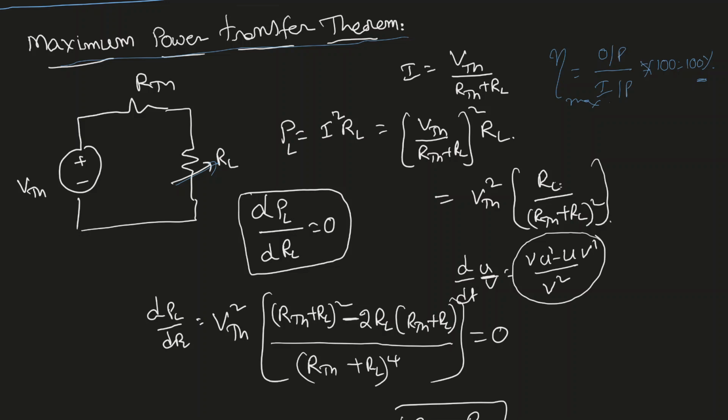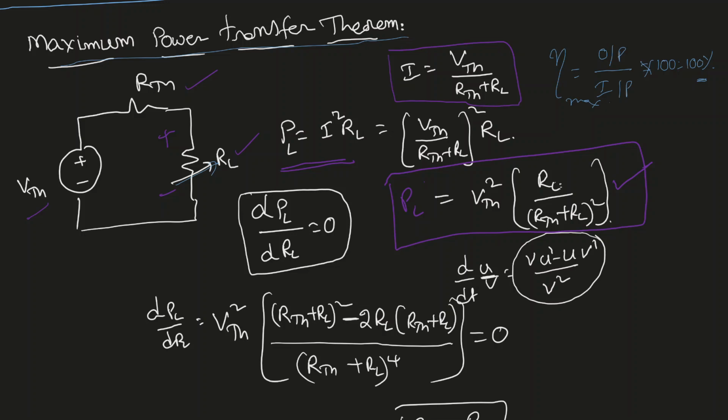Here in this case, I equals V Thevenin over R Thevenin plus RL. I took a simple circuit where the voltage source is V Thevenin, with an internal resistance which I'm calling R Thevenin, and RL is the load resistance. All I care about is the power consumed by this resistor. Power consumed, PL, equals I squared times RL. If I substitute I squared, this is V Thevenin squared times RL divided by (R Thevenin plus RL) squared. This is my load power.